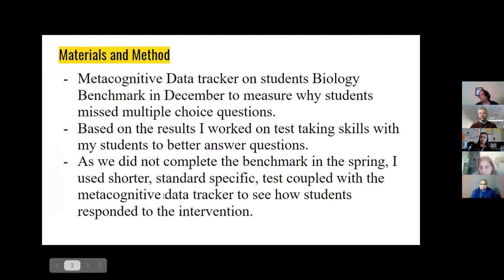Starting in December, the entire school did the benchmark, which was wonderful. I had all the other biology teachers also do the metacognitive data tracker with me. Based on those results, I was going to figure out what area I should focus on for why students miss the question. In the spring, we did not complete the benchmark. Even though I had lots of participation in December, I had way less participation in the spring. Those are basically only my students.